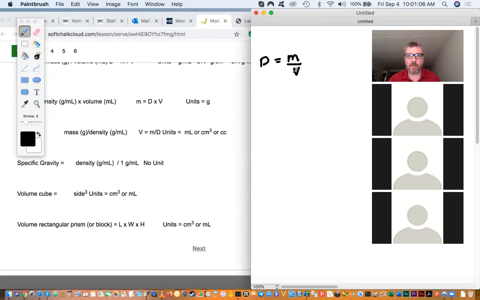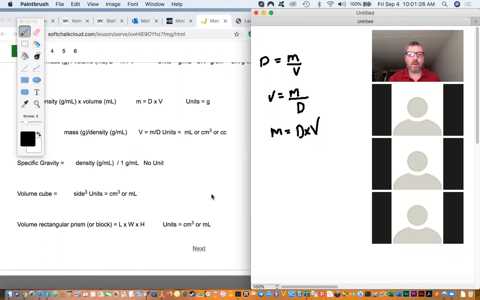And you can see that if we take the V up the top and we put the density down the bottom, we'll get volume, and mass is going to be density times volume. But those are easy enough to get if you've already got the density formula.